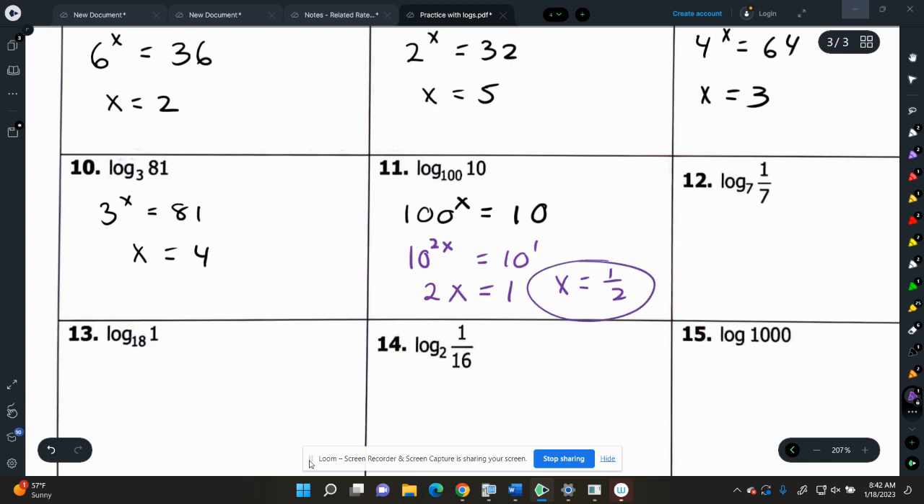Okay. What we're doing is we're writing this so that we have the same base. And once you get the same base, you can set the exponents equal. Okay. Questions on that one? Okay, we're going to do the same thing here. 7 to the x equals 1/7, which means 7 to the x. I can rewrite 1/7 as 7 to the negative 1. So x equals -1.